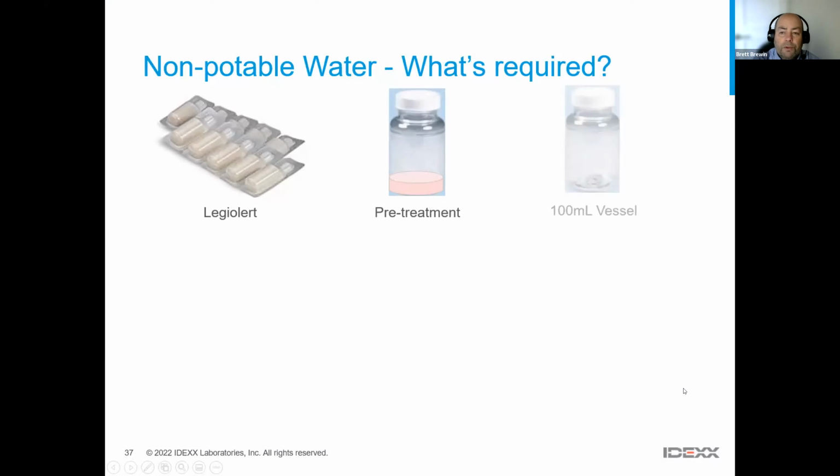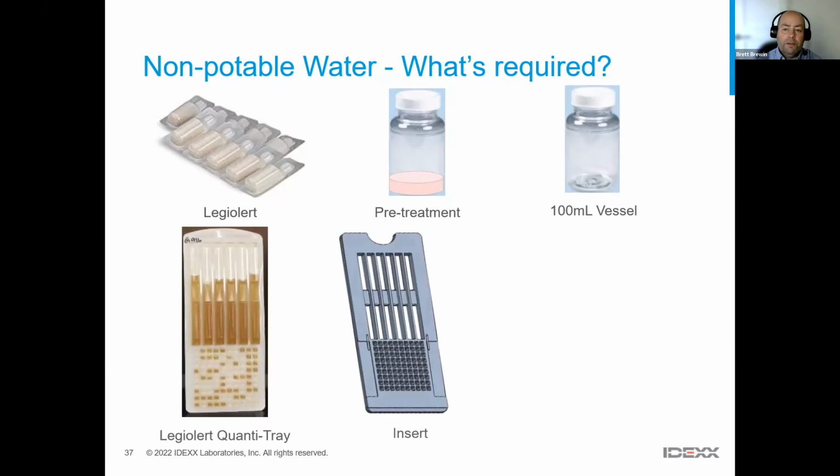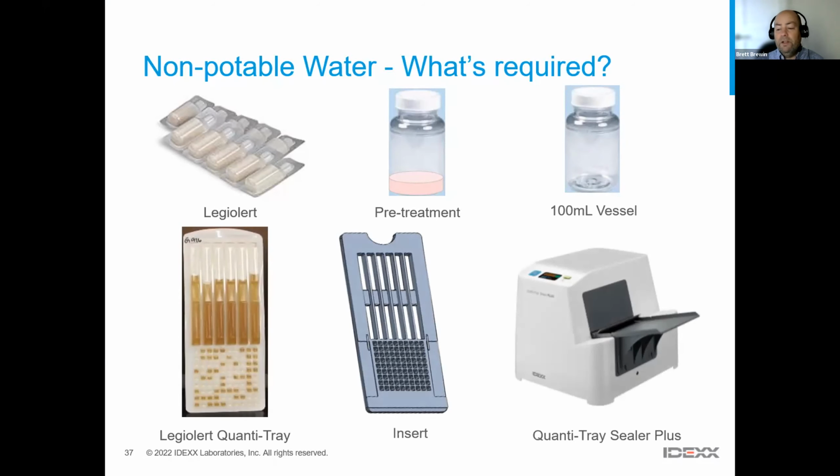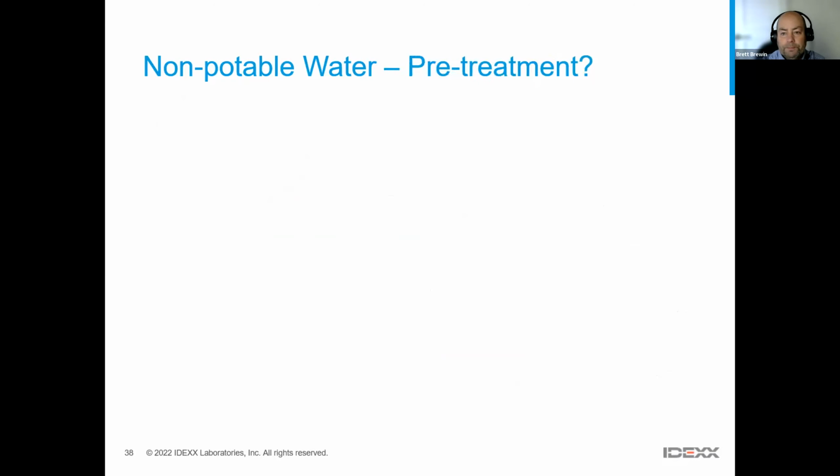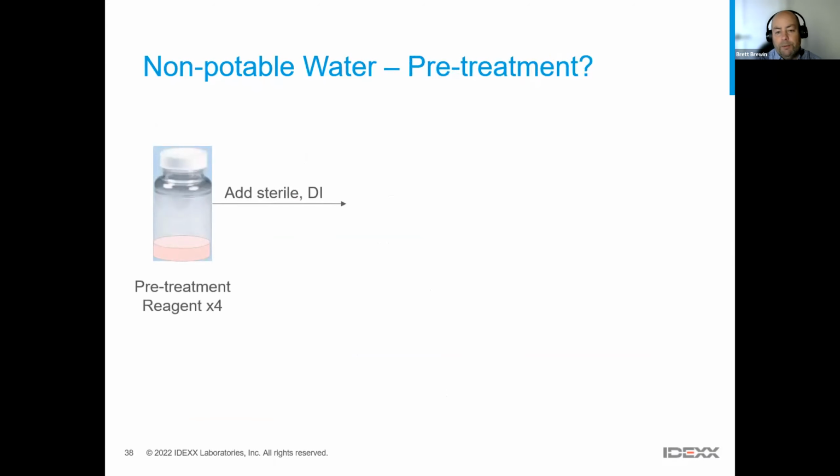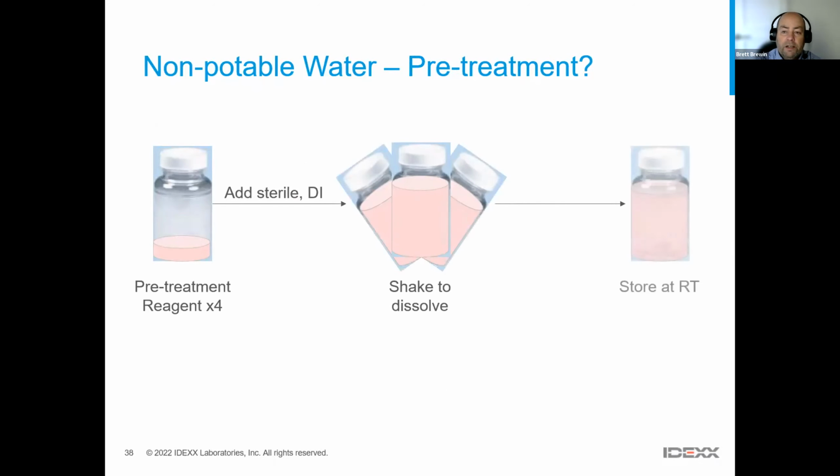For non-potable water, again, it's a little bit different. There's no hardness supplement here, but there is a pre-treatment. And the reason there's a pre-treatment is because there's a lot of background bacteria present typically in non-potable water sources. So we use this pre-treatment to try and reduce that level of background, and that in turn reduces the potential for false positive results. Again, the pre-treatment arrives in your laboratory as a dry reagent, and you just rehydrate that and again store it at room temperature.